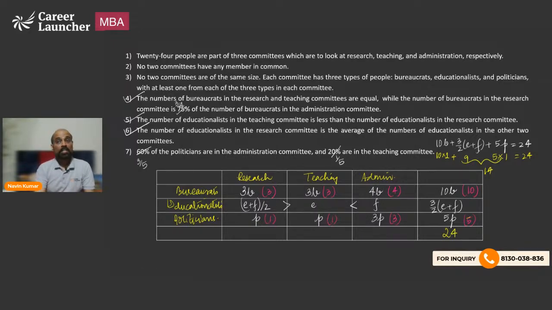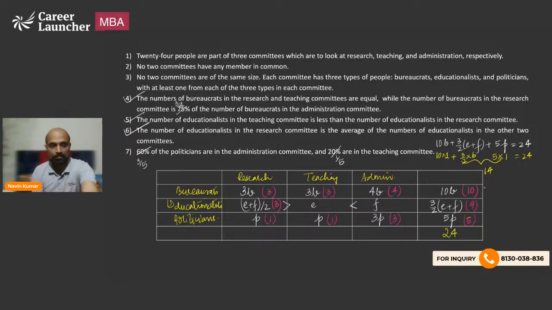Now, 3 by 2 times E plus F would mean that E plus F should be 6, right? So that we have 3 by 2 times of 6, which will give us 9. So if E plus F is 6, that means this is going to give us a 3, and this is going to give us a 9.